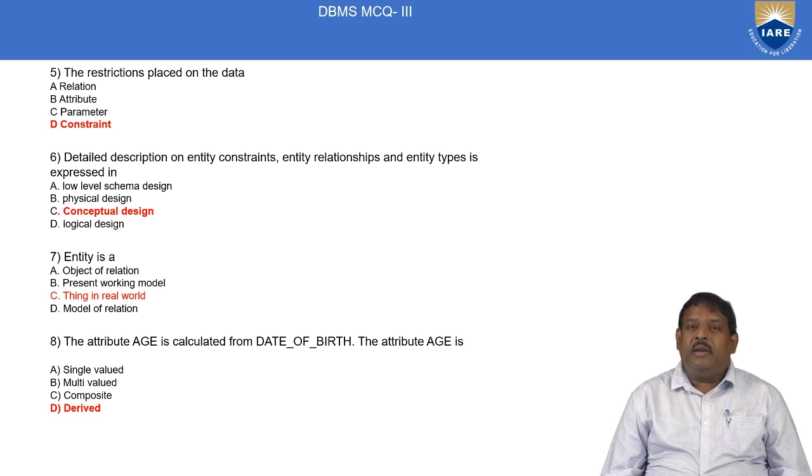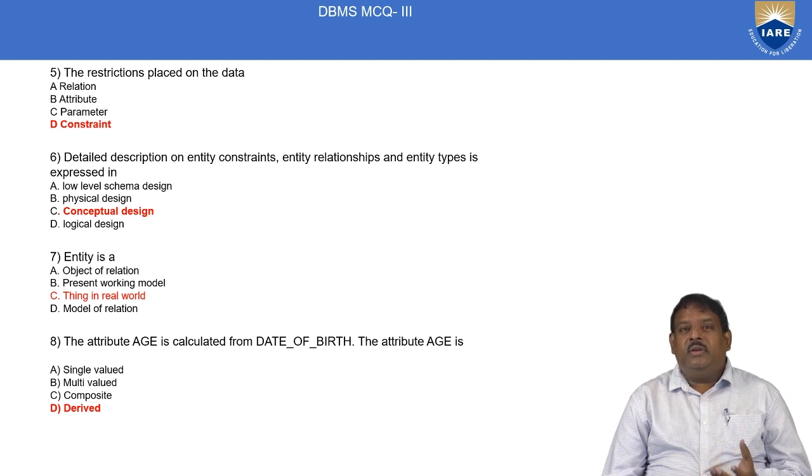So when it is made at a table column level, it's called a column constraint. When it's made at a table level, it's called a table level constraint. Okay. Next, the detailed description on entity constraints, entity relations, and entity types is.